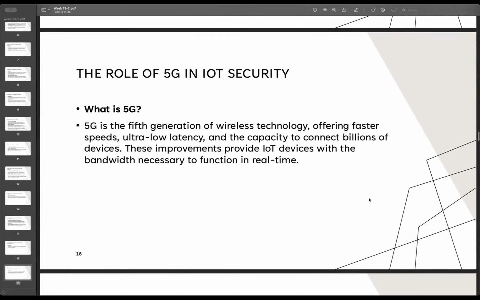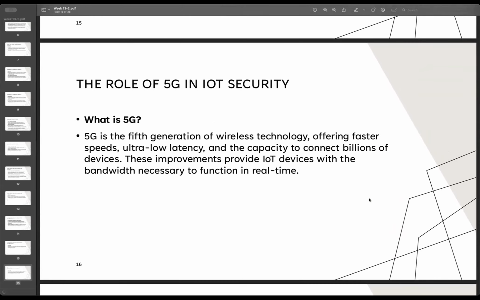Okay, so when we move on from AI, machine learning and quantum computing, we talk about 5G. 5G is the fifth generation of wireless technology. Actually, right now we have a new one, but we need to know that 5G offers faster speed and ultra-low latency, and also gives the capacity to connect billions of devices. So it can provide the IoT device with the bandwidth necessary to function in real time.